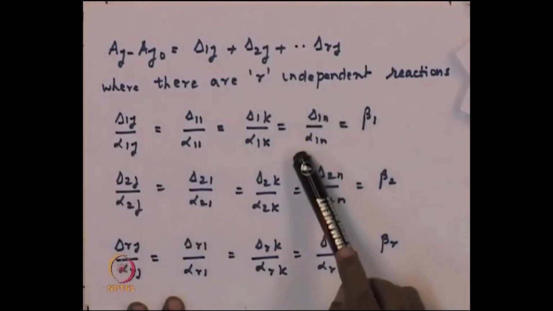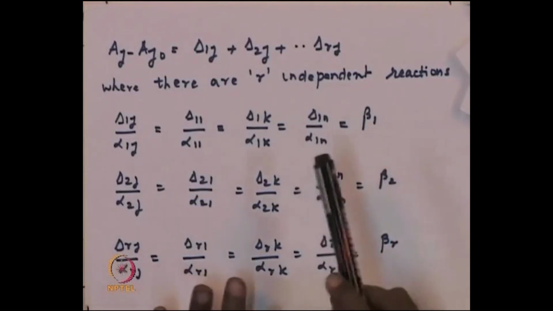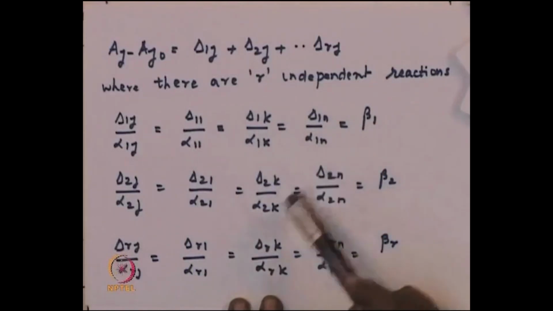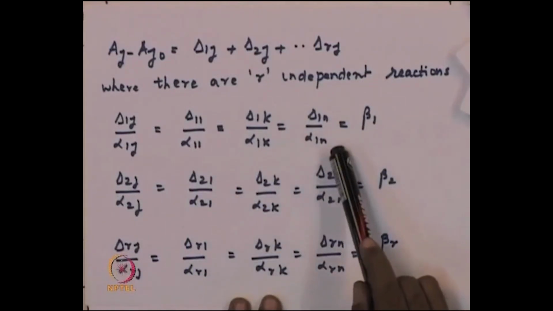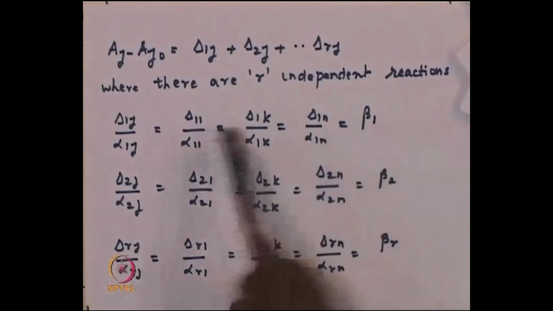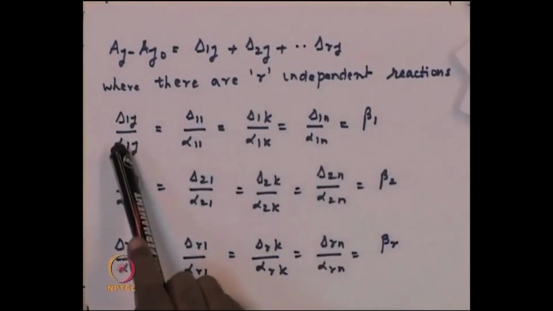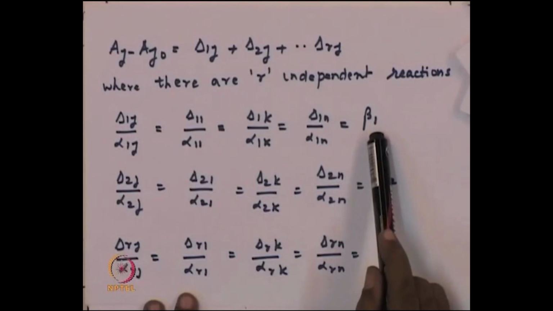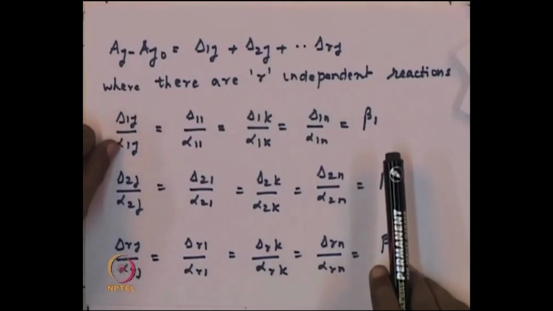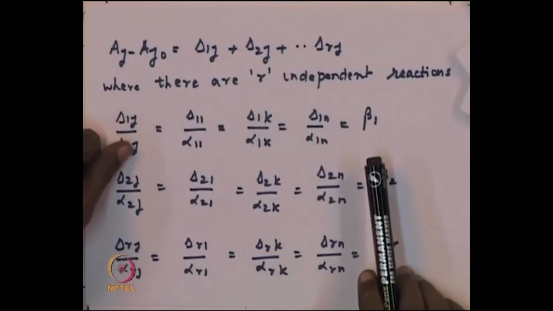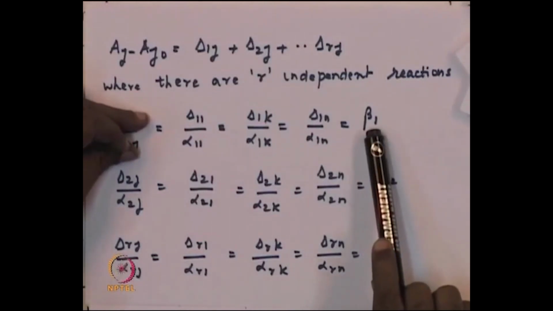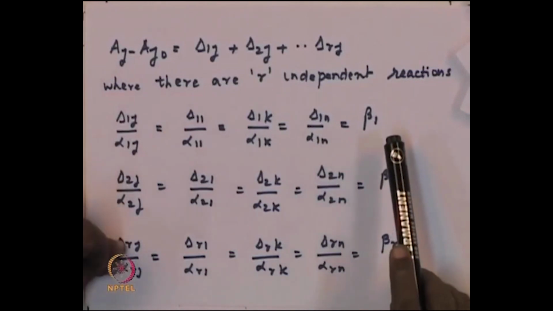Similarly, delta 1 n divided by alpha 1 n, what is it? It is the change in component n due to reaction 1, and alpha 1 n is the stoichiometric coefficient of component n in reaction 1. So, this ratio by definition is constant, because this belongs to reaction 1, therefore, this is equal to beta. Is this clear? The change due to reaction 1 of component j divided by the stoichiometric coefficient of component j in reaction 1 is a constant, that we call beta 1. Similarly, for reaction 2, similarly for reaction R.